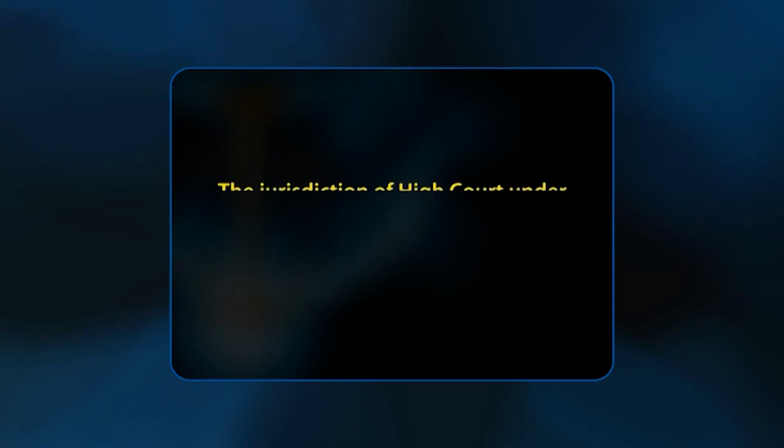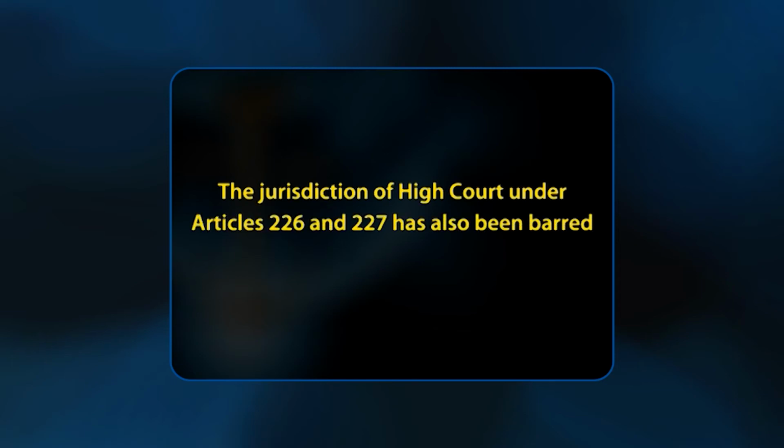This section has been amended after the case of Sampath Kumar, and these words, "no court except the Supreme Court or any industrial tribunal, labor court, or other authority constituted under the Industrial Disputes Act 1947 or any other corresponding law for the time being in force" shall have been inserted. The jurisdiction of High Court under Article 226 and 227 has also been barred by this section.